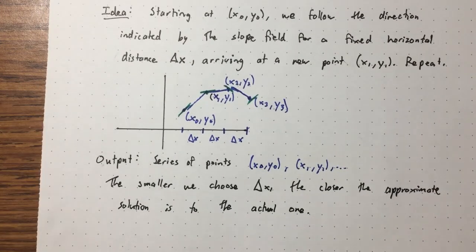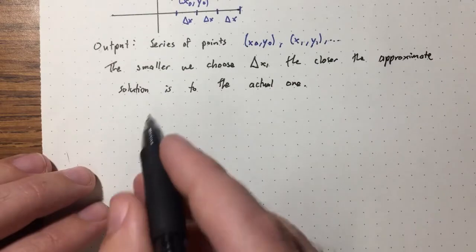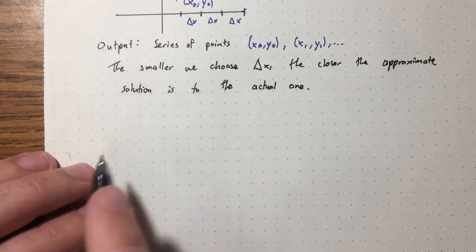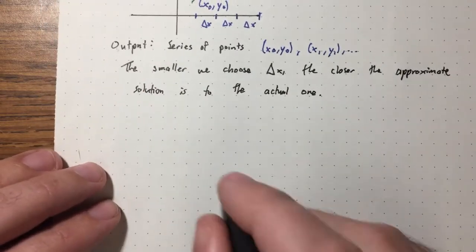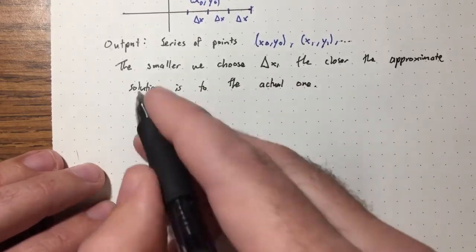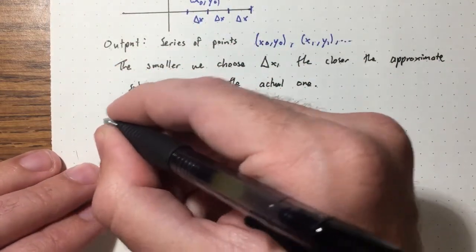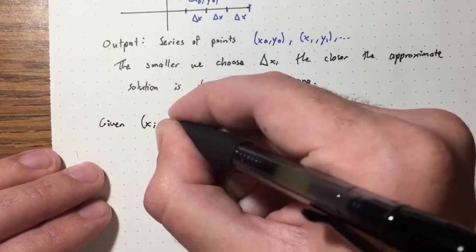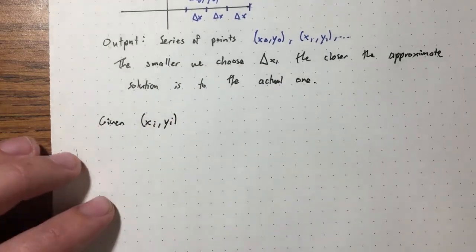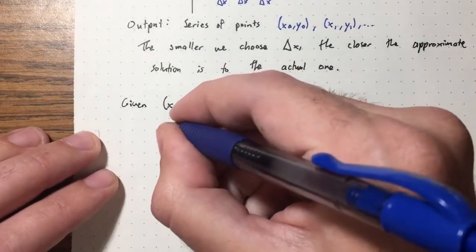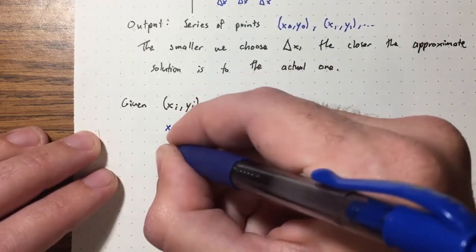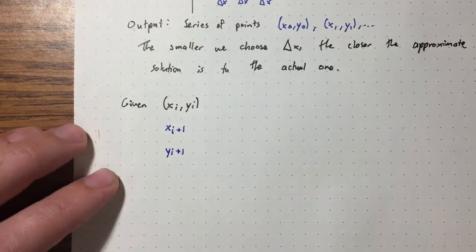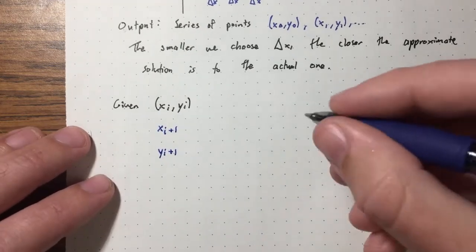So we get the idea of Euler's method. Let's actually derive some formulas that we can use, or that we could tell a computer to use in order to calculate an approximate solution. So let's say we're given all the points up to, let's say we know what xi comma yi is, and what we want to find is the next point, xi plus 1 comma yi plus 1. Right. And so let me just draw a little picture here.